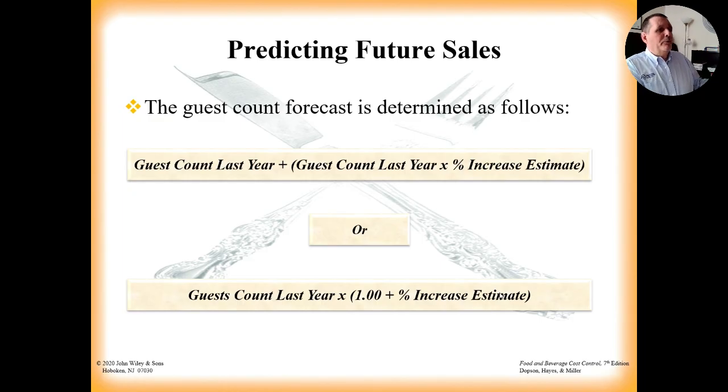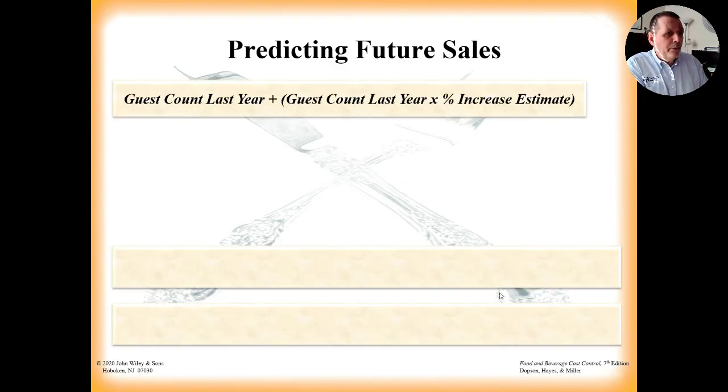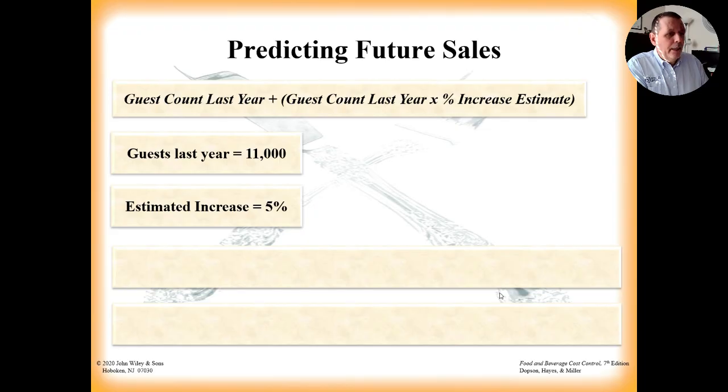So let's project future guest counts, exact same amount. Guest count last year plus guest count last year times the percentage increase, or again, the 1 plus increase times 1.05 or whatever. So we're going to do this math real quick. Guest count last year, 11,000 people. All right. Estimated sales increase 5%. We're the same restaurant that we were.